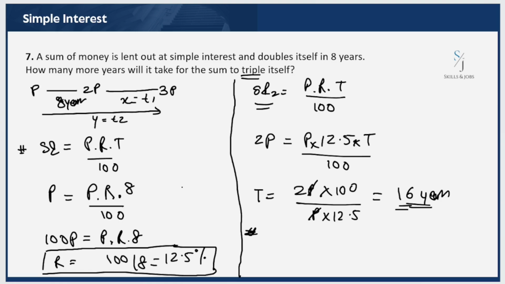Now there may be an extension for this question. How much more time is it going to take to become triple? In that case, the answer is going to be 16 minus 8, 8 more years. Or if it is asked how much total time it is going to take, then total time is equal to 16 years. Got it? So in this way, we need to get the proper answer.